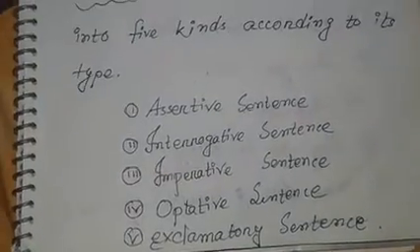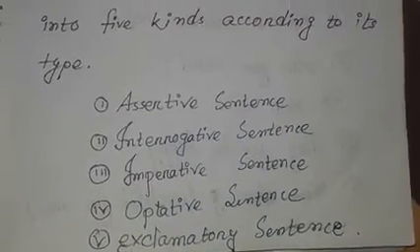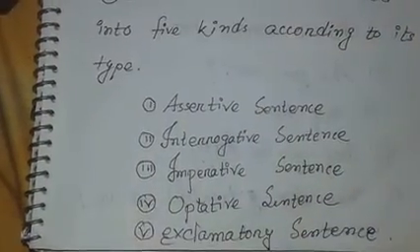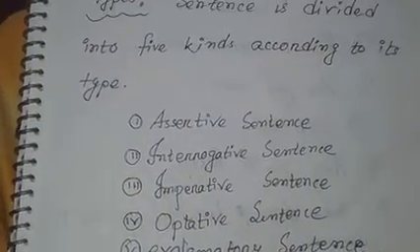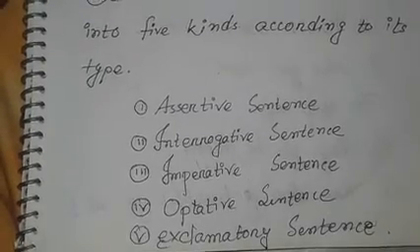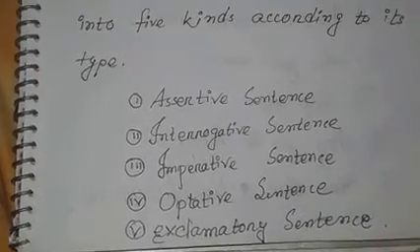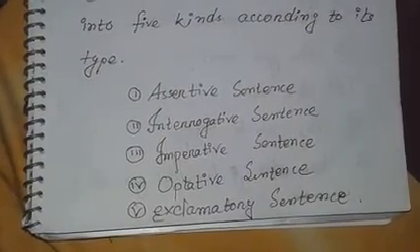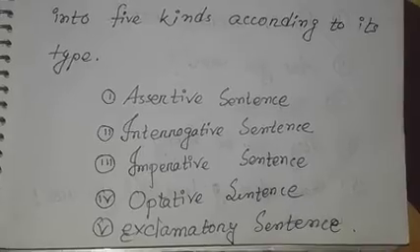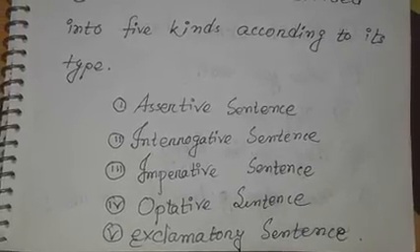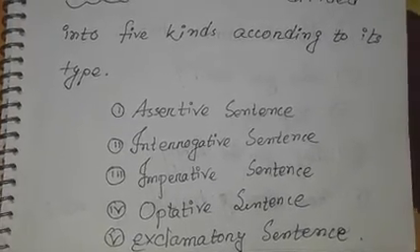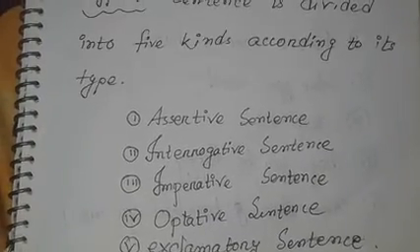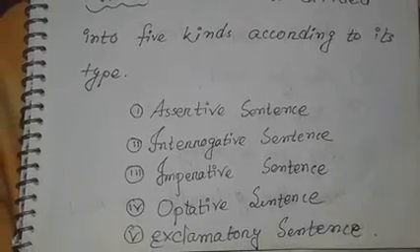Now your task is to identify different kinds of sentences. If I tell you a sentence such as "Bring the ball," you have to find out what type of sentence this is. Is it assertive, interrogative, imperative, optative, or exclamatory? Which kind of sentence is this? The words: bring the ball. To identify the sentence, we have to learn the different types of sentence very well.